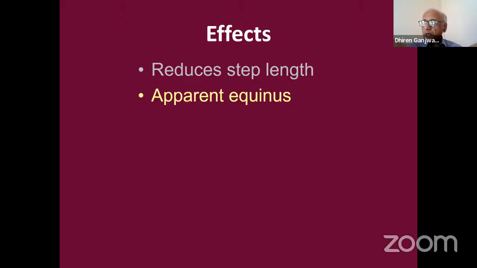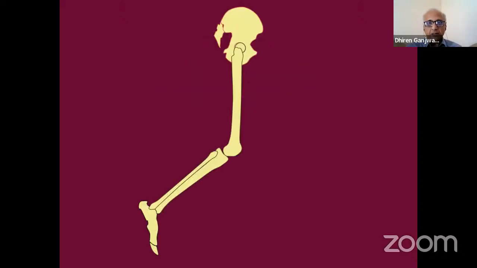Many a time, a person who is not well versed with cerebral palsy gait abnormality looks at the child and says, oh, there is an equinus, let's operate on the calf. And the problem is not at the calf, but at the knee joint. And that is called a pseudo-equinus or apparent equinus. So let us understand why it looks like that.